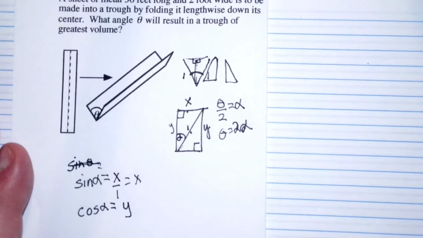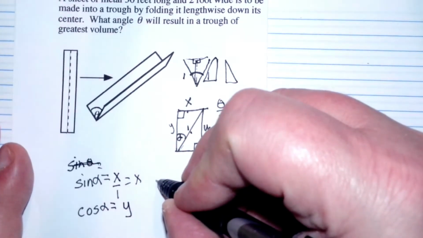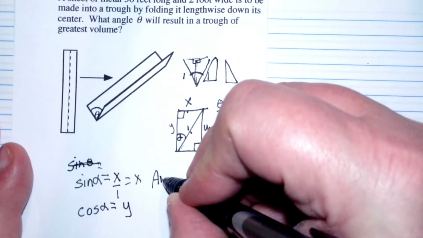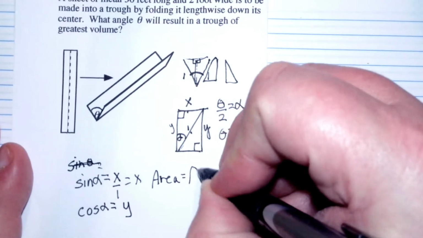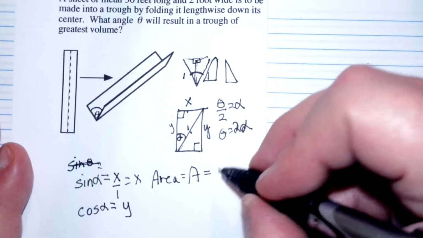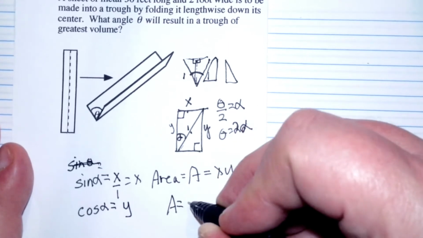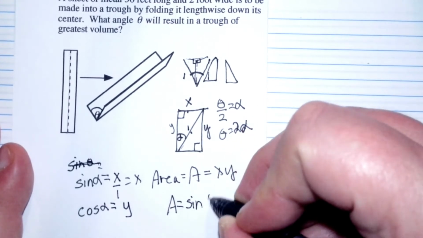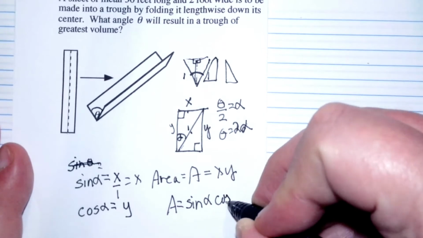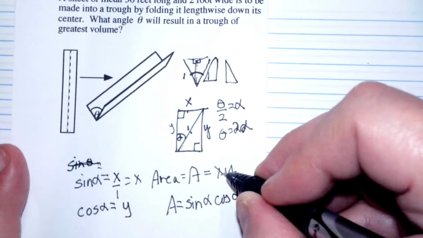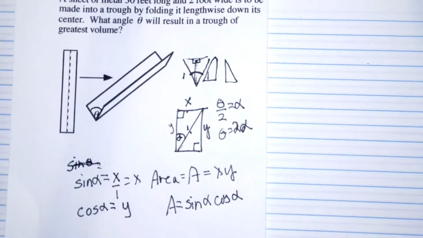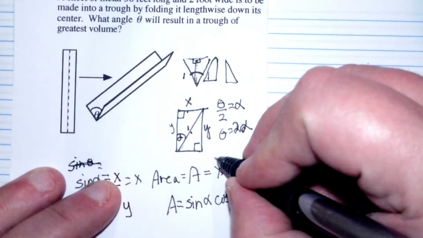And now what we need is to maximize the area. And that's x times y, or A equals sine alpha cosine alpha. See, we couldn't have left it as just x times y because that's 2 variables. We don't want the area to depend on 2 variables, right? Because this is our primary equation.